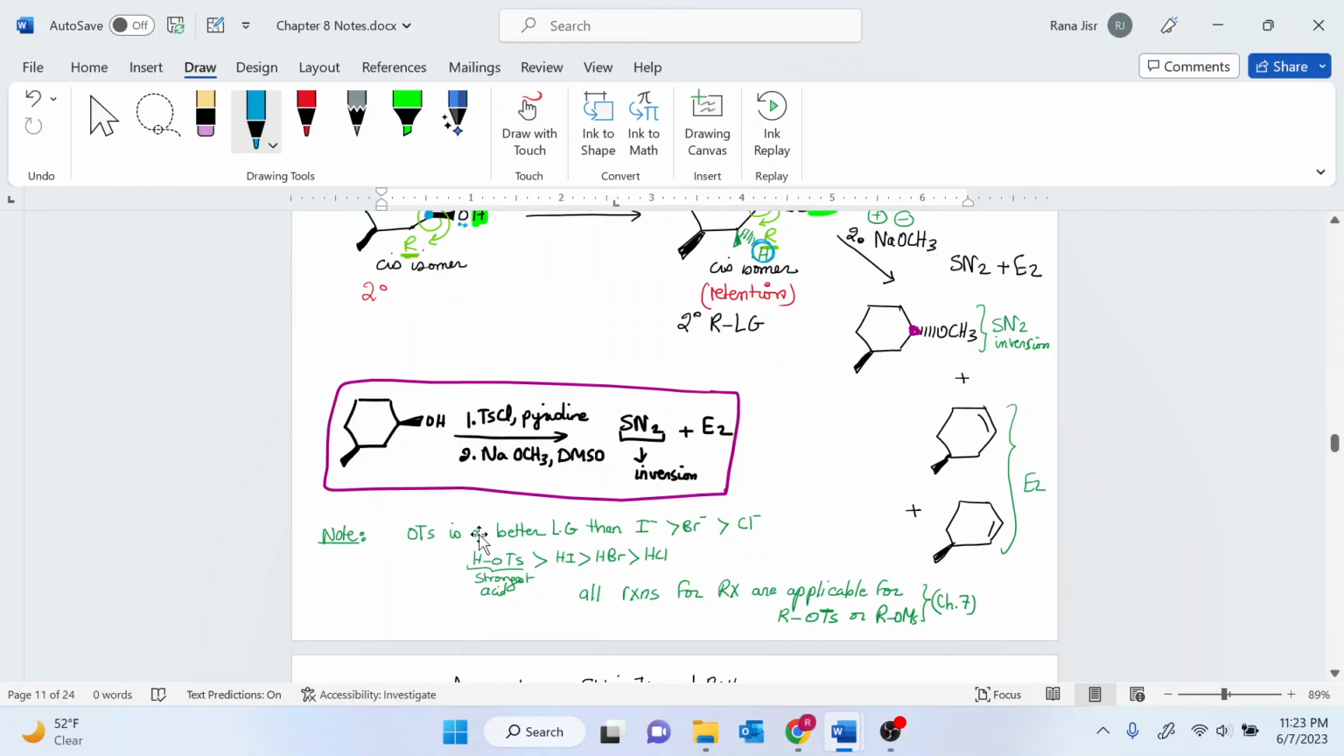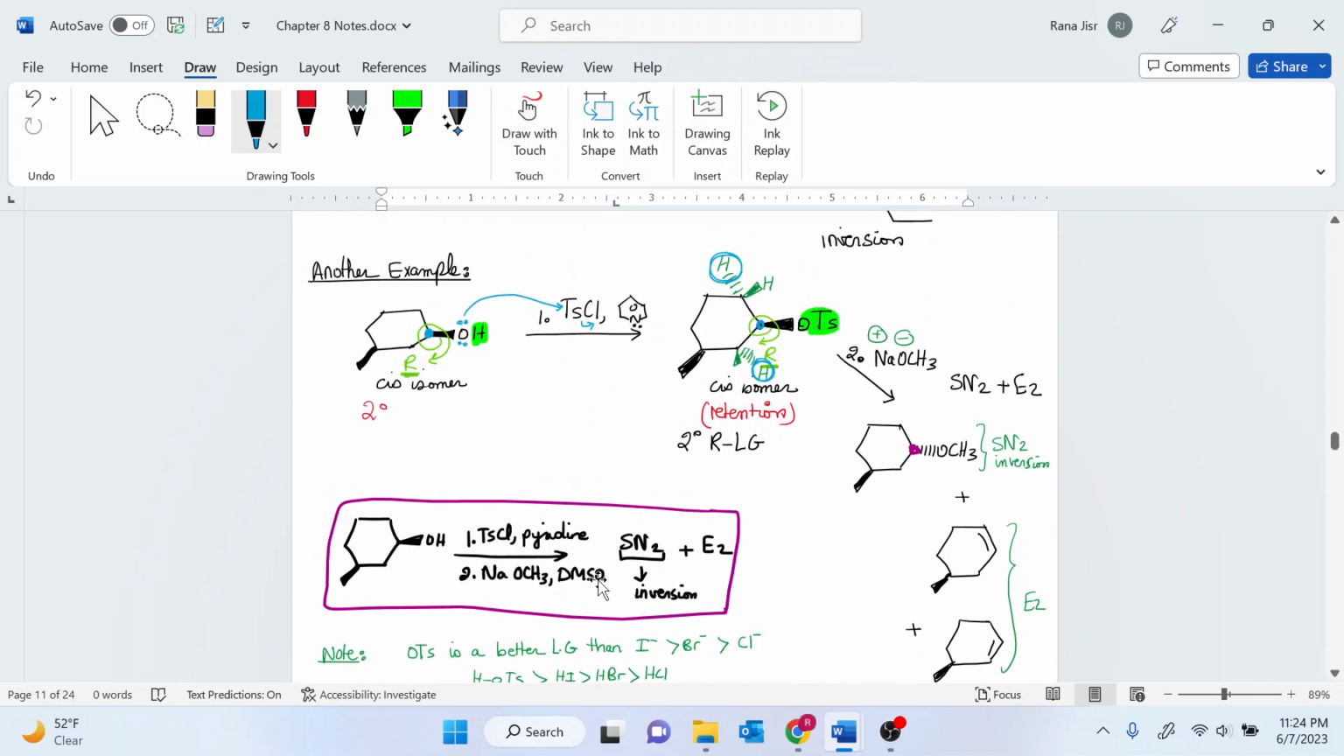Guys, remember that OTs is a better leaving group than any of the halogens. The reason why is because it comes from a stronger acid than any of the halogens. And whenever you make the OTs, forget about the alcohol rules, and now you are back to the alkyl halide rules. Whatever worked with alkyl halides is going to work with the OTs. This is going to be the sum of both the steps, and this is how you're going to see it in your problems and in your homework.